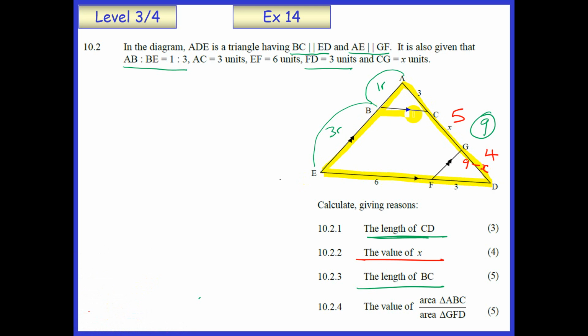So looking at the yellow triangle and looking at BC being parallel to ED, we can use similar triangles to state that BC over ED should be equal to, so we took BC over ED, which will be equal to AB over AE.